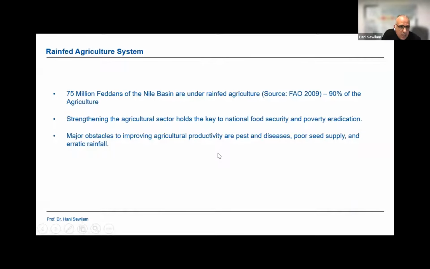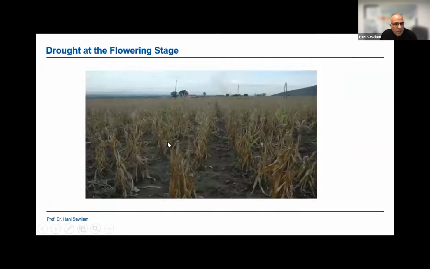Especially in the Nile Basin, but we need to see what is the problem with the rainfall. The problem with the rainfall is, again, the drought and the flood. If you have a period of drought that happens for a farmer, as you can see in the picture here, who is based on rainfall, and this drought coincides with the period of the flowering stage, you're losing all the crops. You can lose it completely, as you can see here.